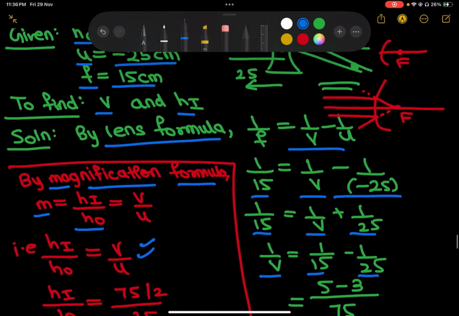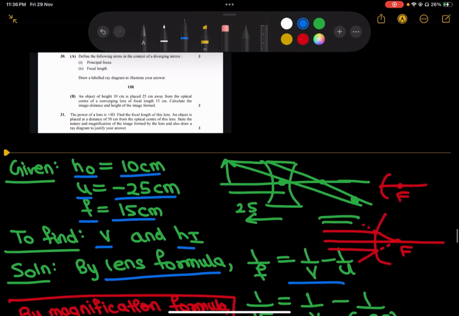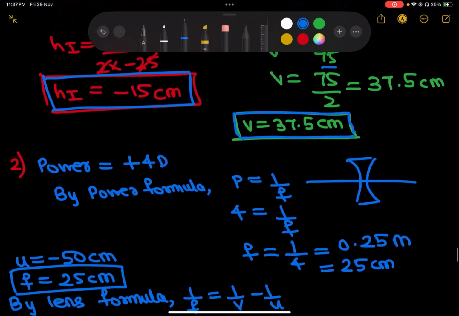Simple. Now we'll move on to the 31st question here, which says the power of a lens is plus 4 diopter. Find the focal length of the lens. Now, an object is placed at a distance of 50 centimeter from the optical center of this lens. State the nature and magnification of the image formed by the lens and also draw a ray diagram to justify your answer. Okay, again an easy question for 3 marks.